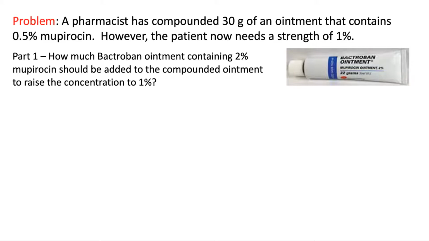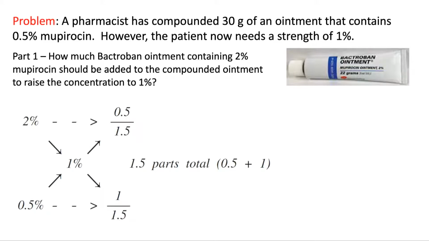Okay, so how would we do this? Certainly we could do it multiple ways. Let's do this one using the alligation alternate method to make sure we're still good at that technique. Let's set up our alligation like this. Let's start with our high strength, which is our 2%, on the upper left-hand side. Directly below that and down a ways, we'll put our low strength, which is the one we had already compounded, the 0.5%. And to the right and in the middle is our target concentration, which is 1%.